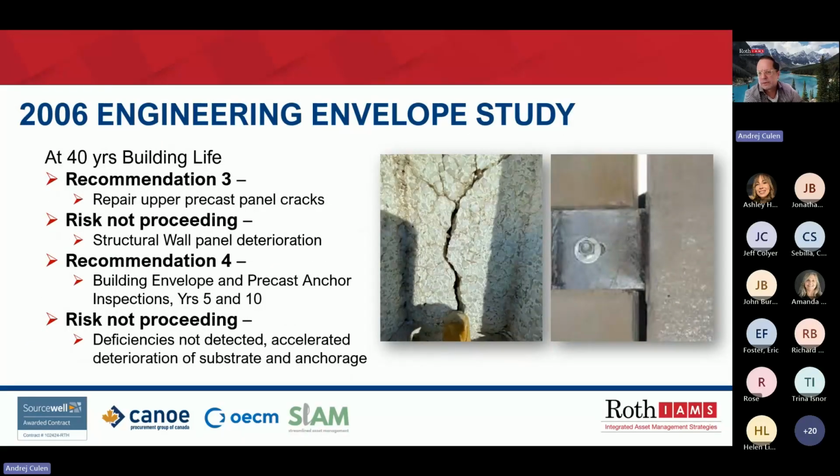So the continuation in the study, there was a third recommendation was to repair upper precast panel cracks and panel erosion repairs. The risk of not proceeding with that was structural wall panel deterioration will continue and at an accelerated rate. And recommendation 4 was building envelope and precast anchor inspections at years 5 and 10. And the risk of not proceeding with those was deficiencies will not be detected, allowing potential for accelerated deterioration of substrate and anchorage systems.